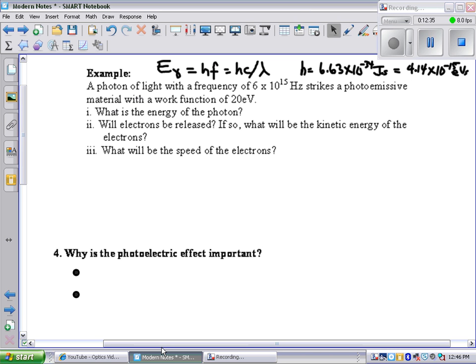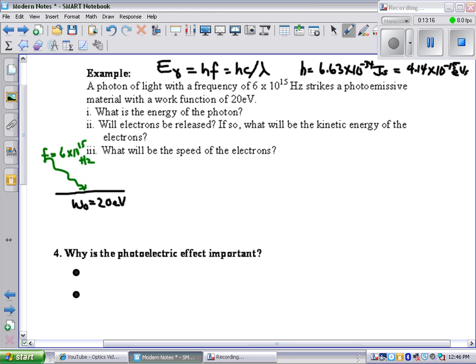Now it says a photon of light with a frequency of 6 times 10 to the 15th hertz strikes a photoemissive surface with a work function of 20, and then it breaks up the problem. So I'm going to sketch this. I always like to do a sketch with these problems. So I have my surface. I have a work function of 20 eV. I have light coming in, like so. And this has a frequency of 6 times 10 to the 15th hertz.